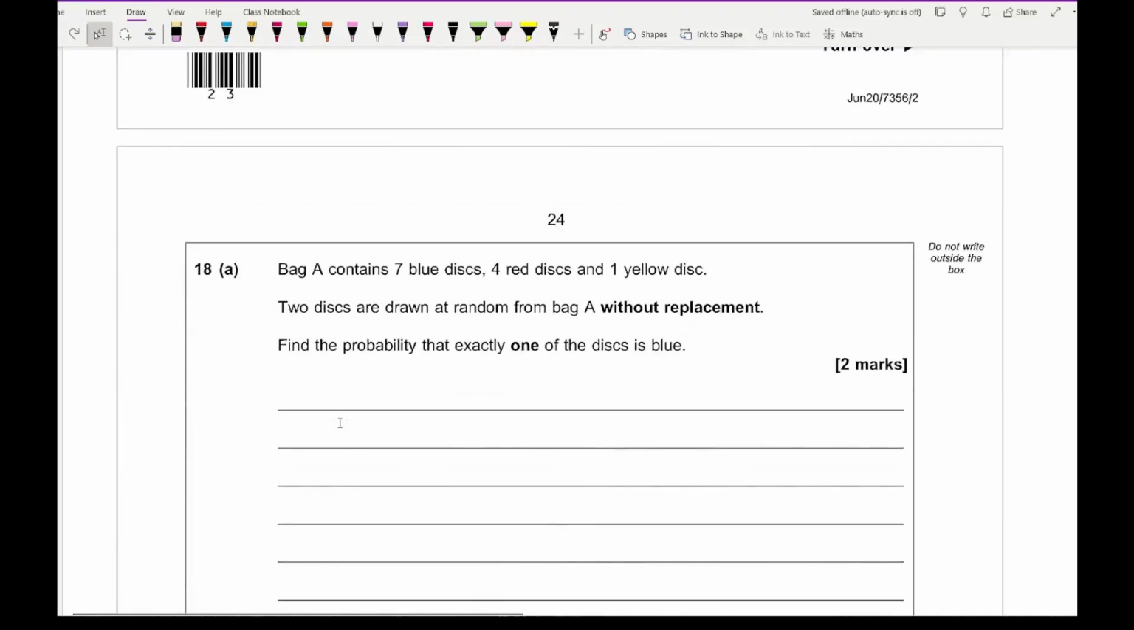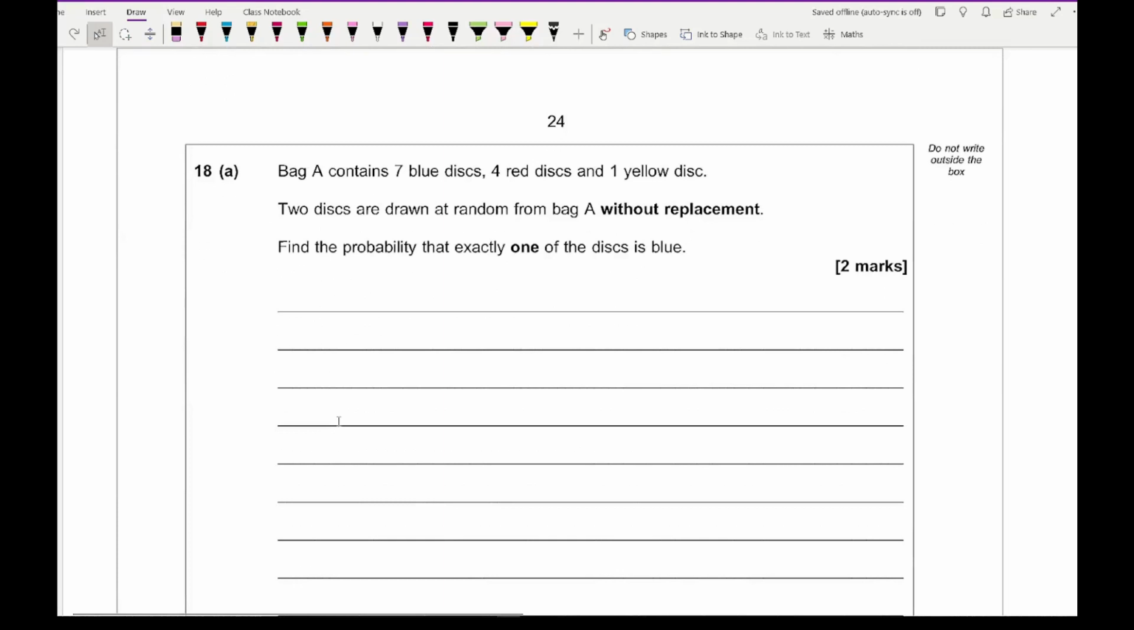Then moving on to 18a, it says that a bag A contains 7 blue discs and 4 red discs and 1 yellow disc. 2 discs are drawn at random from a bag without replacement. Find the probability that exactly one of the discs is blue. So again, there's a number of ways in which we could do this, but you can either do a tree diagram if that helps you, or you could do it without using a tree diagram.